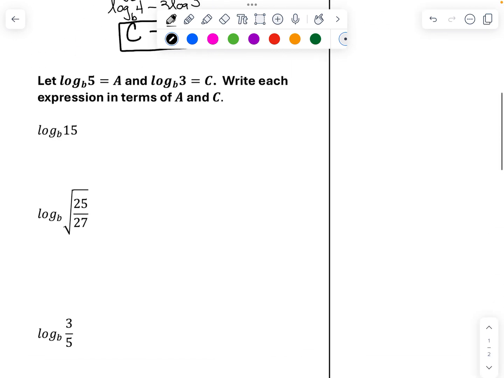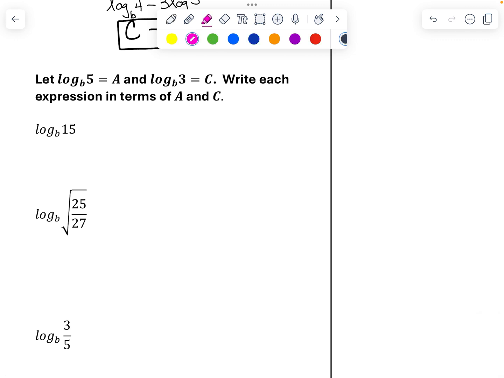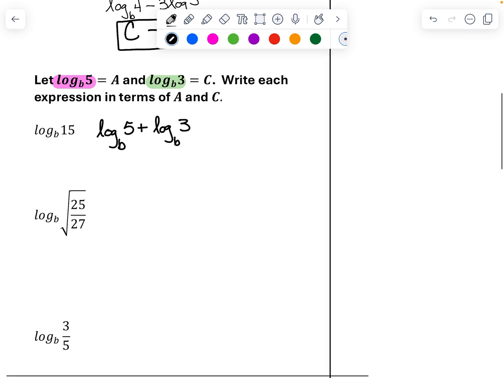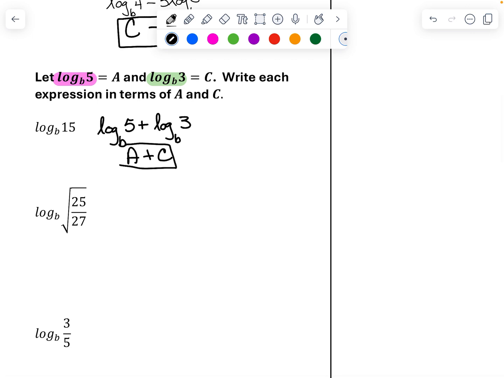Okay. So exact same things, only now we are looking at this to represent A and this to represent C. So we need to figure out 15 is being used with 5 and 3. So we're going to multiply those. We're going to say log B5 plus log B3. If you multiplied them together, they'd be 15. And so log B5, that's the letter A, and that's the letter C. So there's our answer.